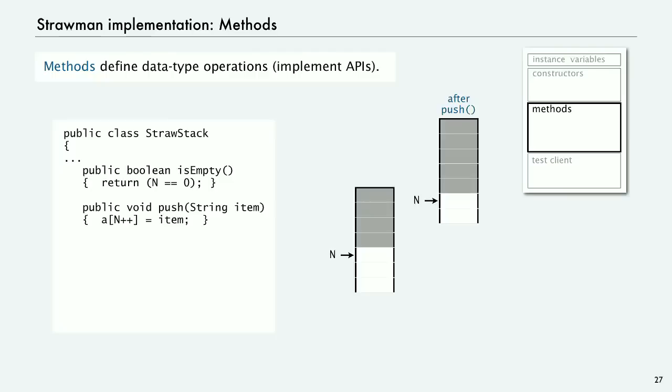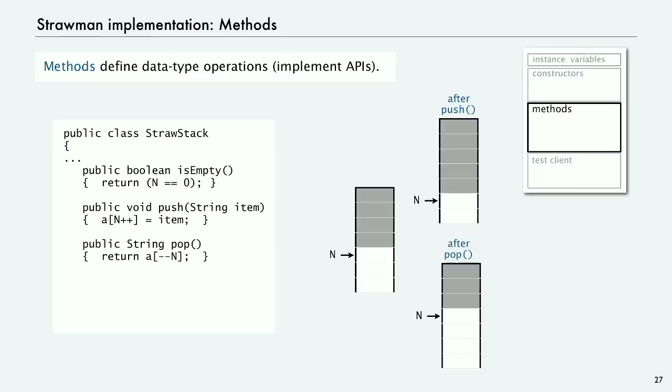After the push, the new item is there, and n has been incremented by 1. And for pop, we do the reverse. We decrement n and then return the item that's in that position. And then size is just n. They're all one-liners. Extremely simple to implement. And that's a full implementation of that strawman API that we gave.